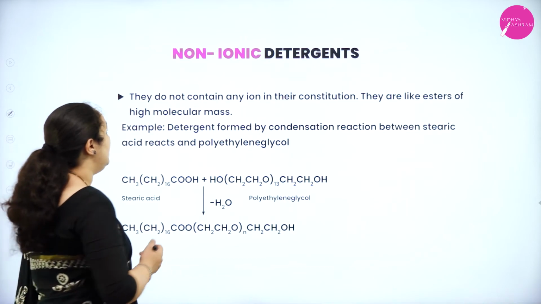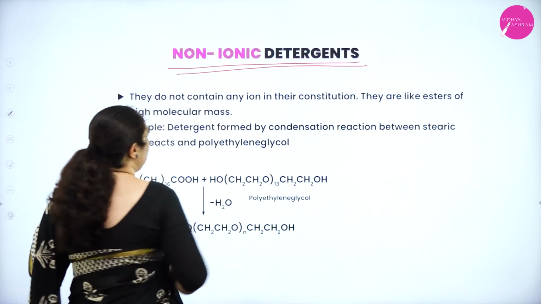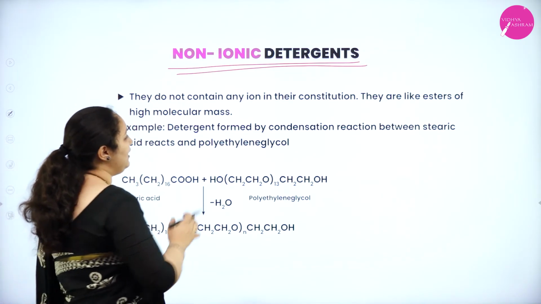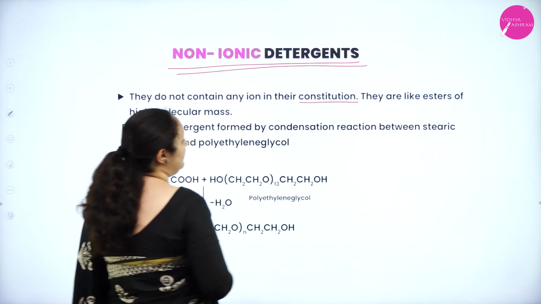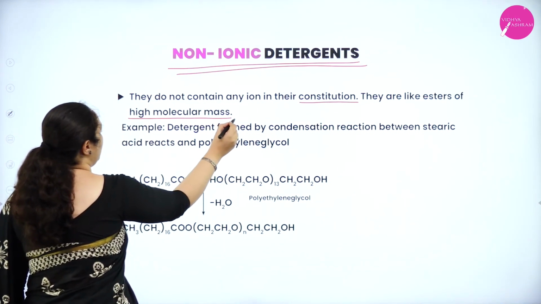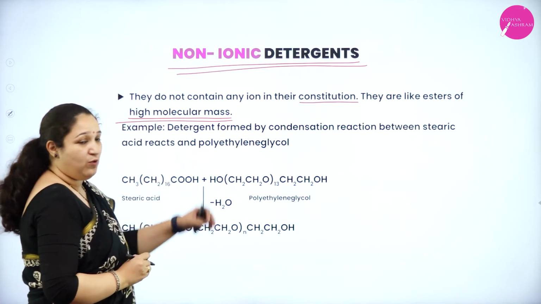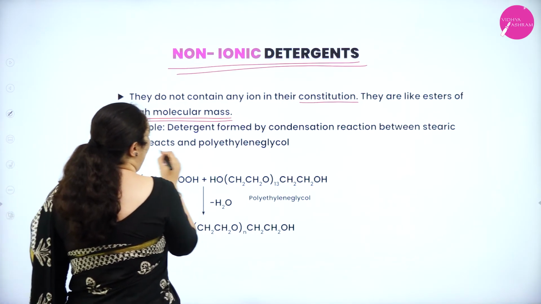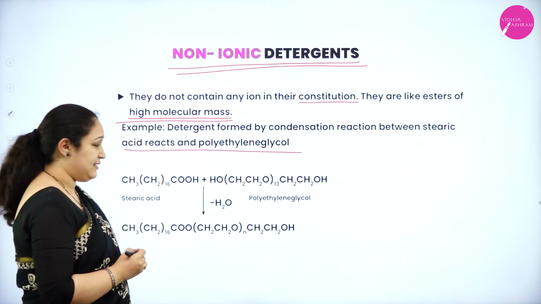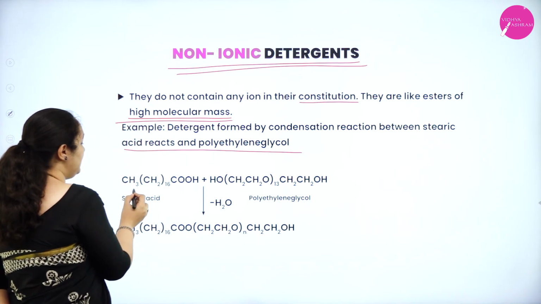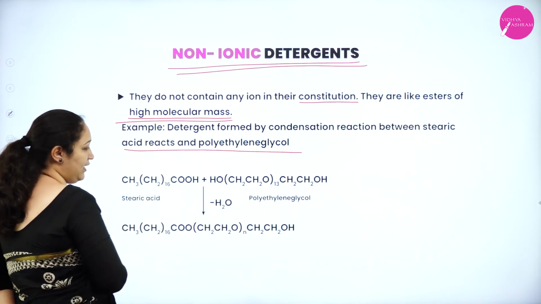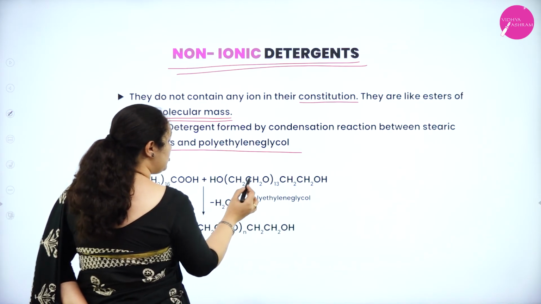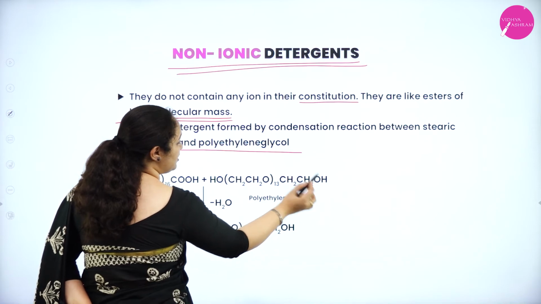Next is non-ionic detergents. These do not contain any ions in their constitution, but they are like esters of high molecular mass. Detergents formed by condensation reaction between stearic acid and polyethylene glycol. Example we can see here. This is stearic acid, CH3, CH2 16 COOH. Then we have polyethylene glycol, that is CH2, CH2O 13, CH2, CH2OH.